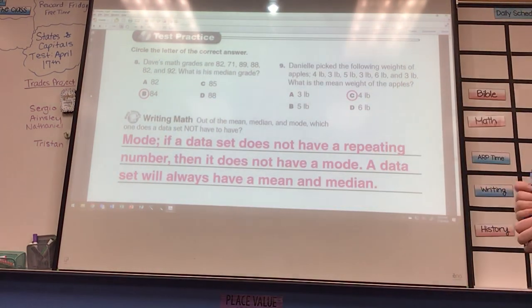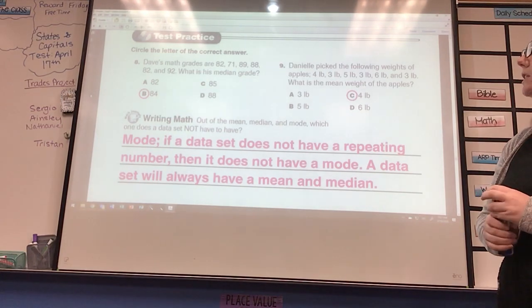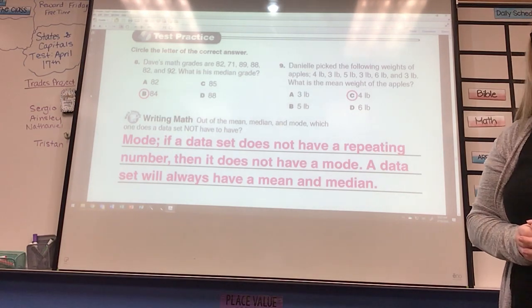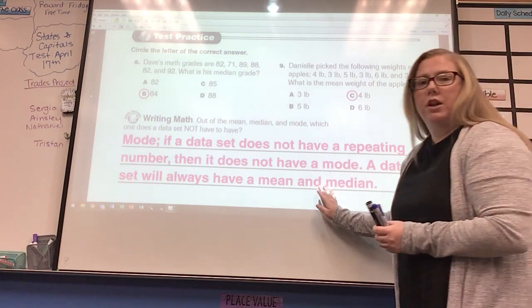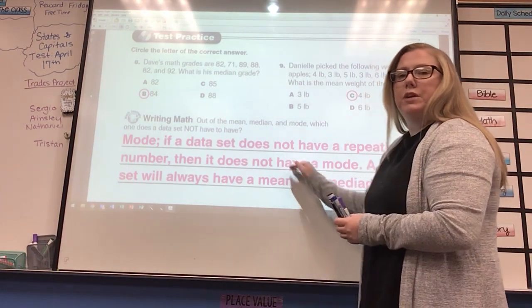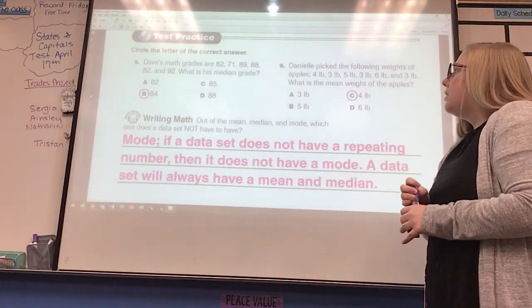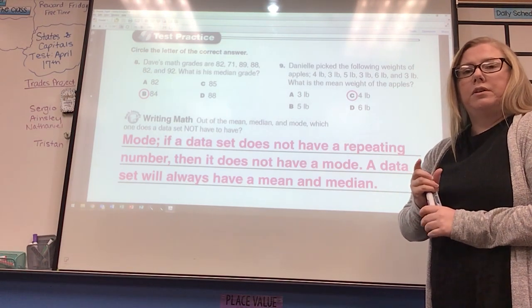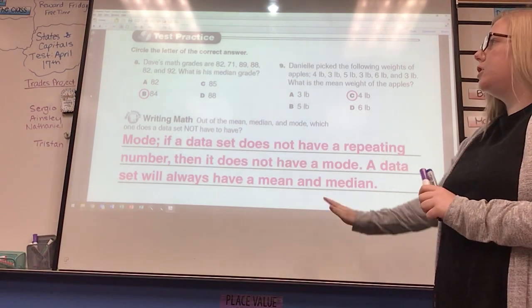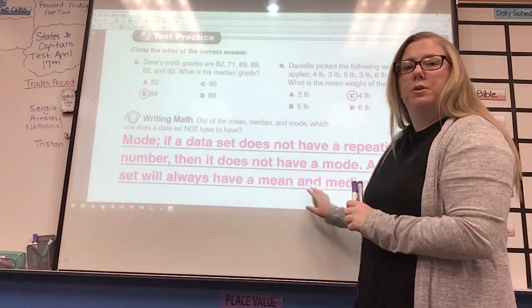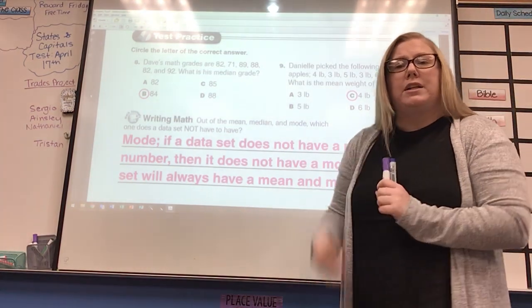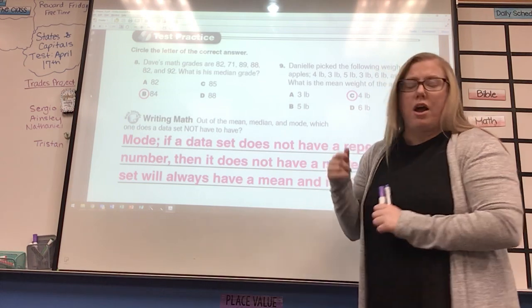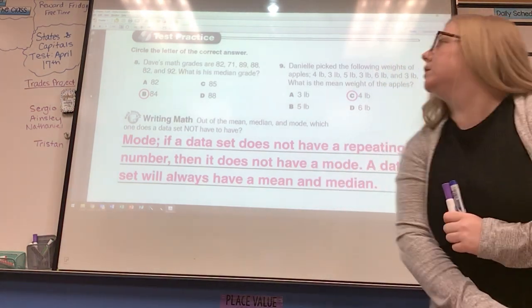And here are the answers to the test practice. You may or may not have done the writing math, that's fine. If you did, check. If not, that's okay. Now in addition to doing this practice book page, you were supposed to do a homework page. So go ahead and take that homework page out and we're going to check the front first.